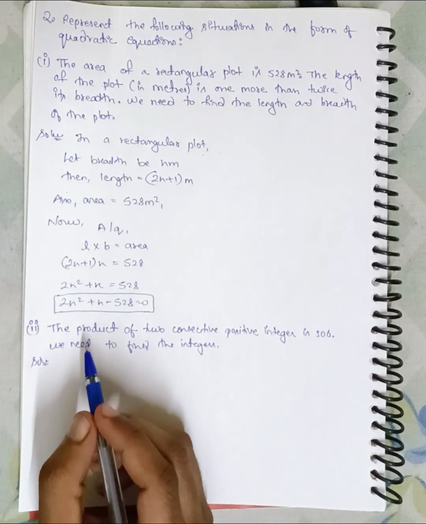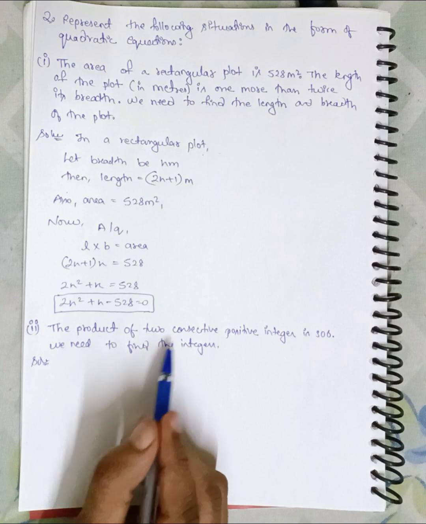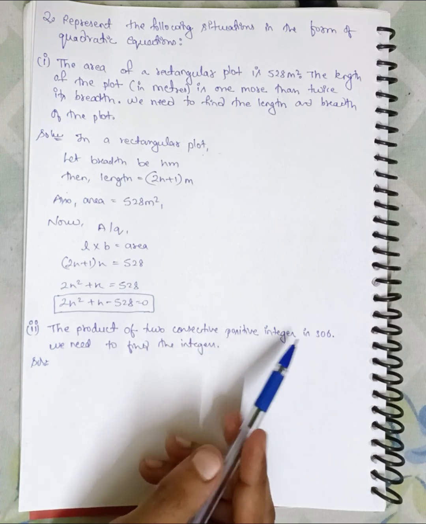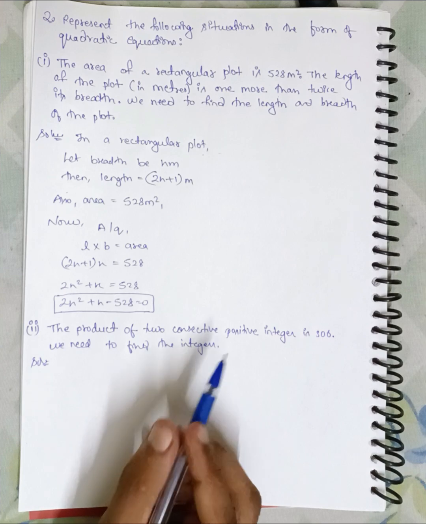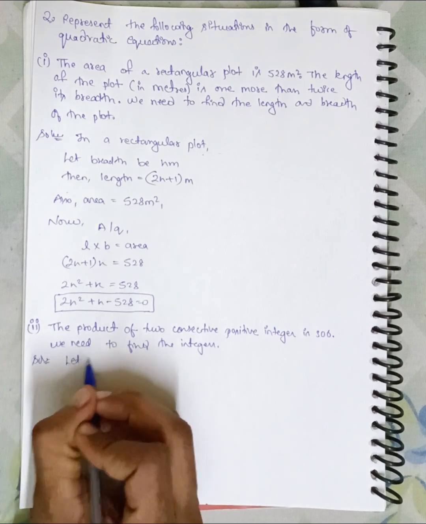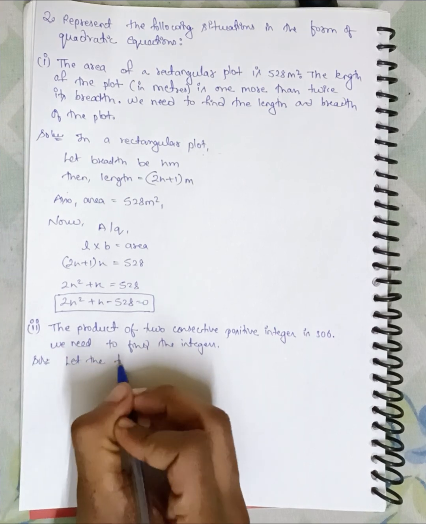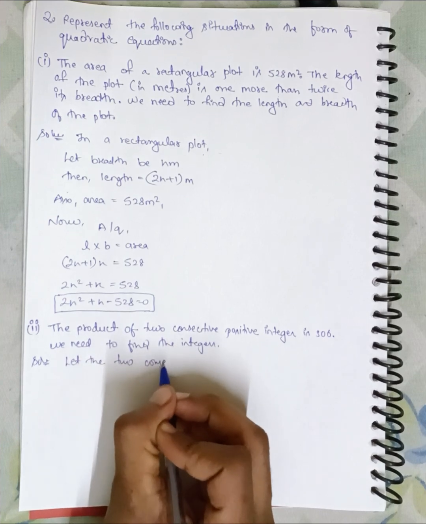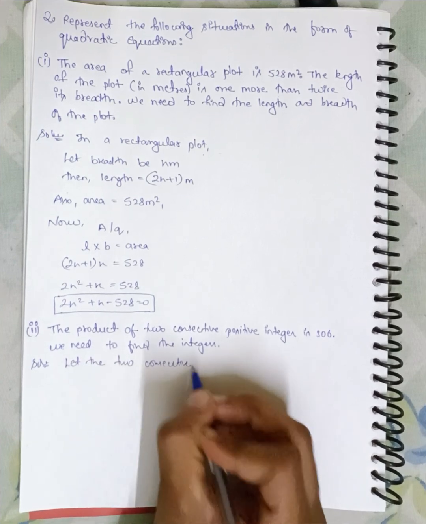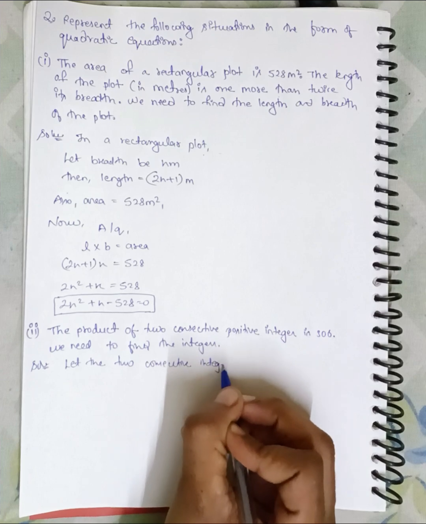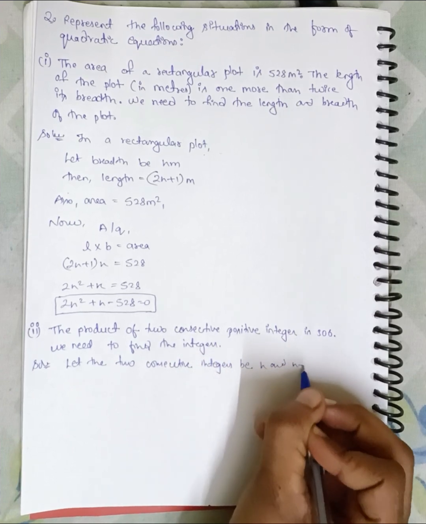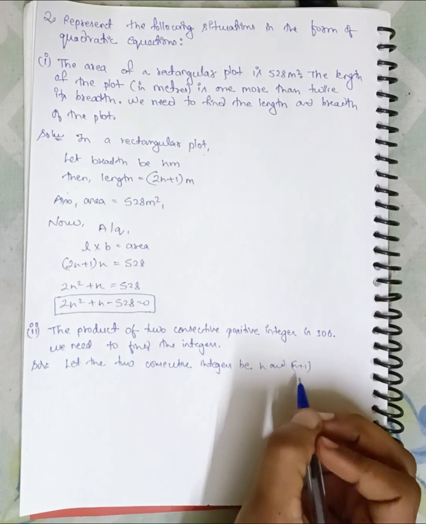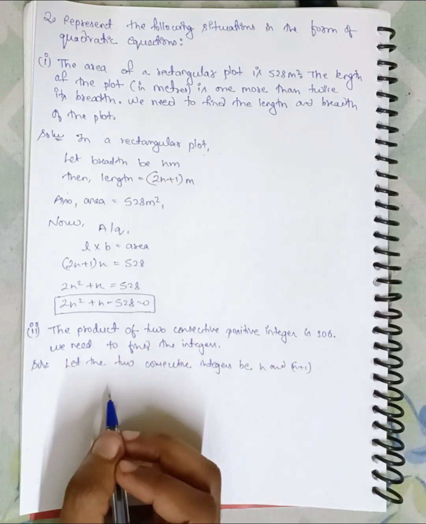Okay, so we have the next question. The product of two consecutive positive integers is 306. We need to find the integers. So we will let the two consecutive integers be x and x plus 1. As they are consecutive, we will add x plus 1.